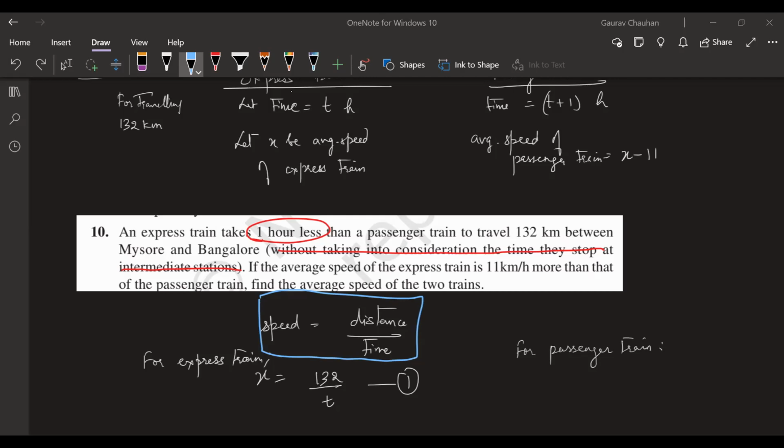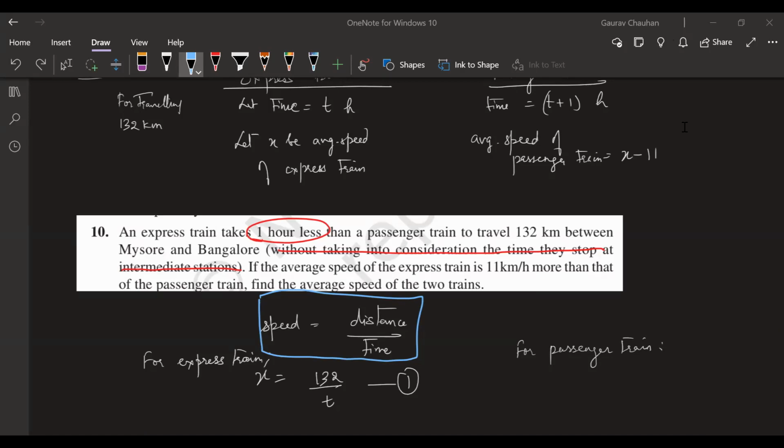Sir, x is equal to 132 by t plus 11. Sir. Random, anything you're telling, Bindu? Anything you're telling?